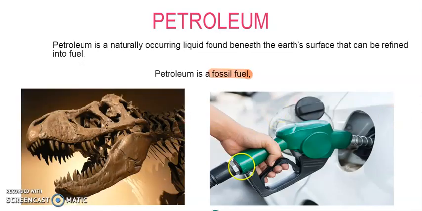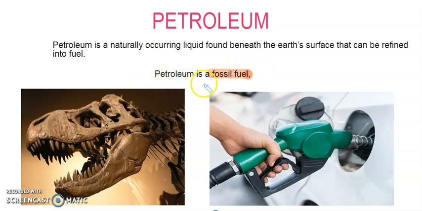So what is petroleum? Petroleum is a naturally occurring liquid that is found beneath the earth's surface. And this petroleum is refined into diesel, kerosene, petrol, gasoline, etc. Petroleum is also a fossil fuel.